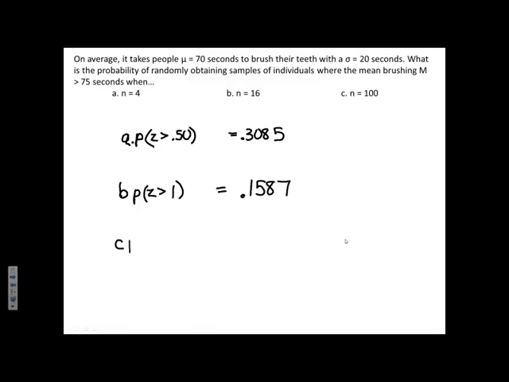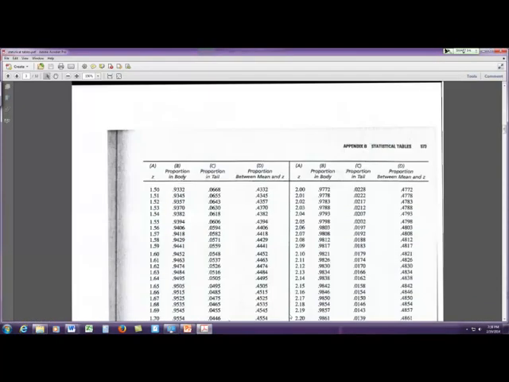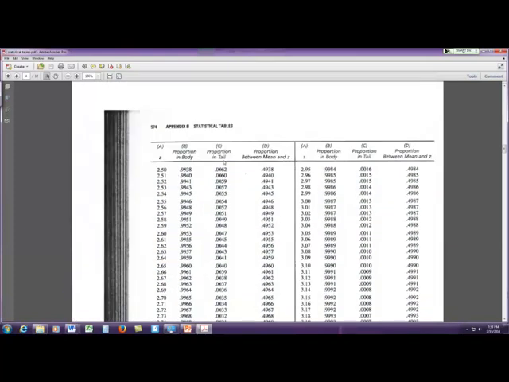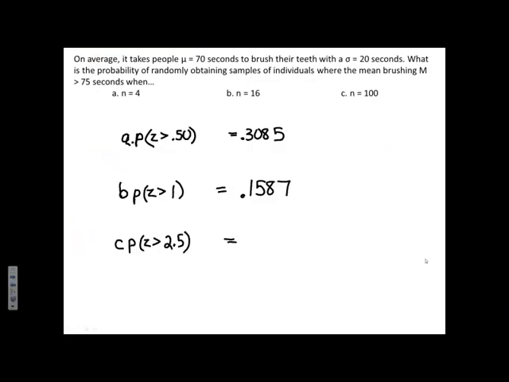Part C, probability of a z-score greater than this extreme 2.5, the z-score that we calculated for this sample. Well, let's find z equals 2.5 in our table. Keep scrolling. 2.5, proportion of the tail, 0.0062. That is the proportion in the tail for this mean of 75 when we have a sample of 100 people.